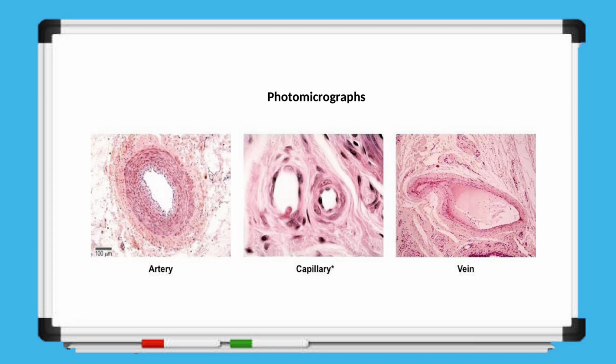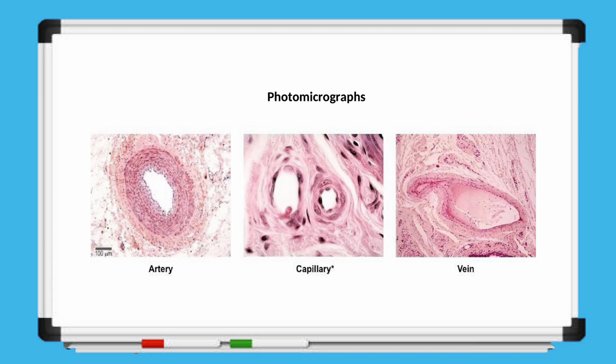Arteries generally have thick, muscular walls, known as the tunica media, which help regulate blood pressure. Their lumen is usually round and relatively small compared to the overall diameter of the vessel. In photomicrographs, the thick, pink, smooth muscle layer is a prominent and easily recognizable feature.